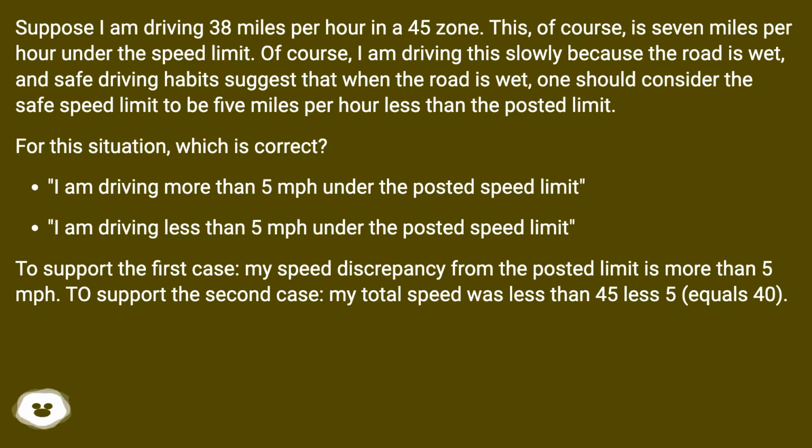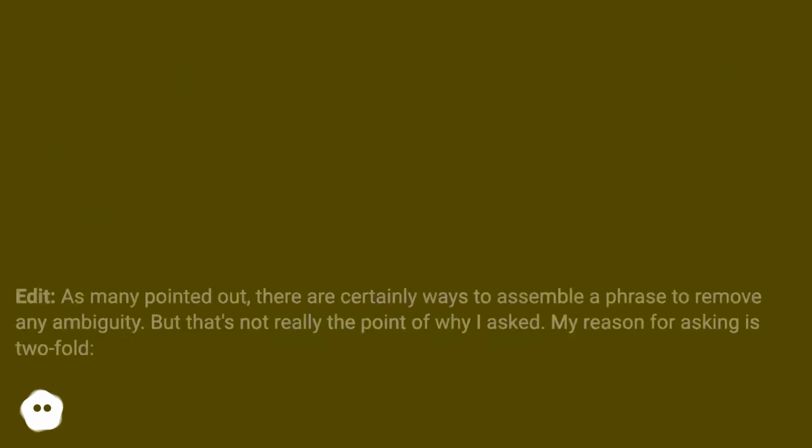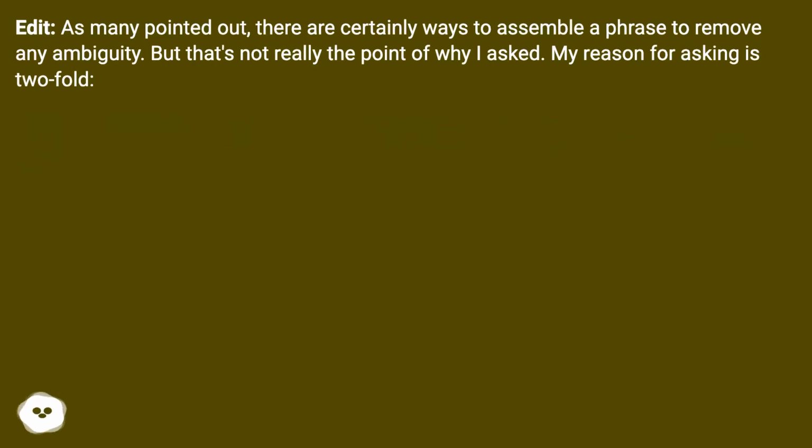To support the first case, my speed discrepancy from the posted limit is more than 5 miles per hour. To support the second case, my total speed was less than 45 less 5 equals 40. Edit: as many pointed out, there are certainly ways to assemble a phrase to remove any ambiguity. But that's not really the point of why I asked. My reason for asking is twofold.